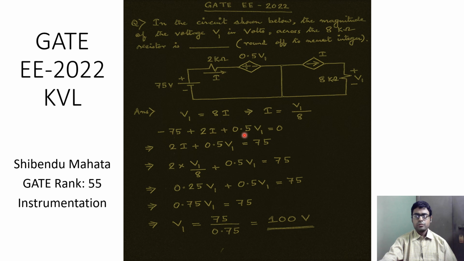So this is a pretty simple question which uses the basic concepts of Ohm's law and Kirchhoff's voltage law. So let's just look at how we can approach this problem. If we look at this particular branch, we can find that V1 can be formulated as this current I multiplied by this resistance of 8 kilo ohm. Therefore, V1 is equal to 8 multiplied by I, which implies that I is equal to V1 by 8.